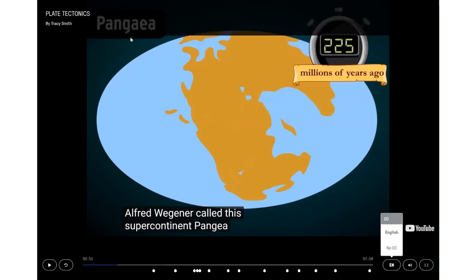So there's one of our first vocabulary words, Pangea, this idea that all of the continents were once connected.